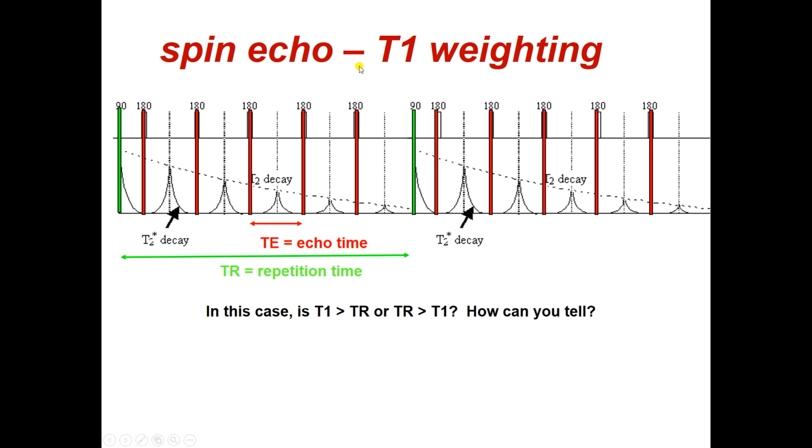So let's talk about this T1 weighting. All right, so here's the same kind of graph. And I'm going to start off the question with T1 weighting by asking you a question. And again, when I'm done asking the question, I want you to pause the video and really think about it.